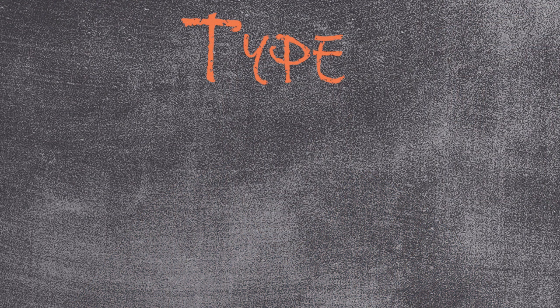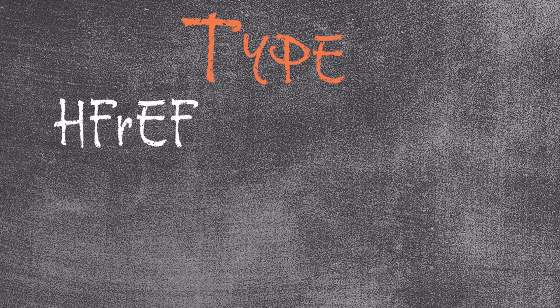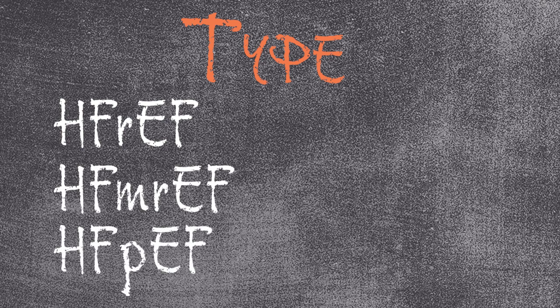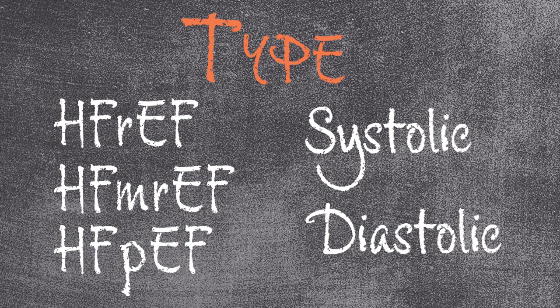Type is also easy to document, and this is where the new treatment guidelines that came out earlier this year come into play. As you know, heart failure is now classified three ways: heart failure with reduced ejection fraction, heart failure with minimally reduced ejection fraction, and heart failure with preserved ejection fraction. However, in the coding and documentation world, we recognize the traditional classifications of systolic and diastolic.